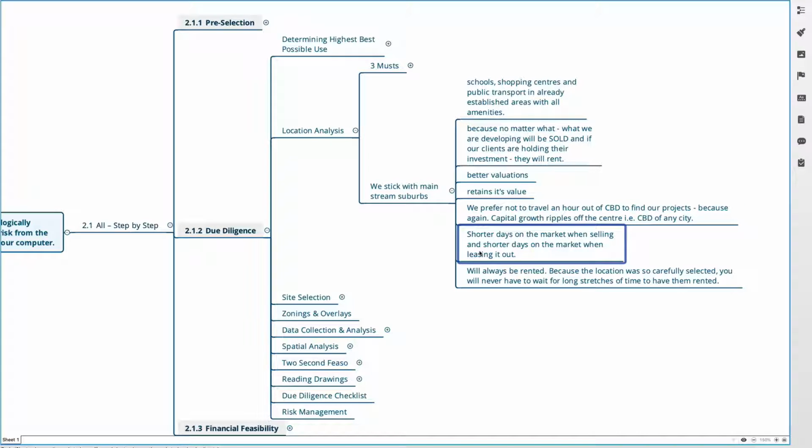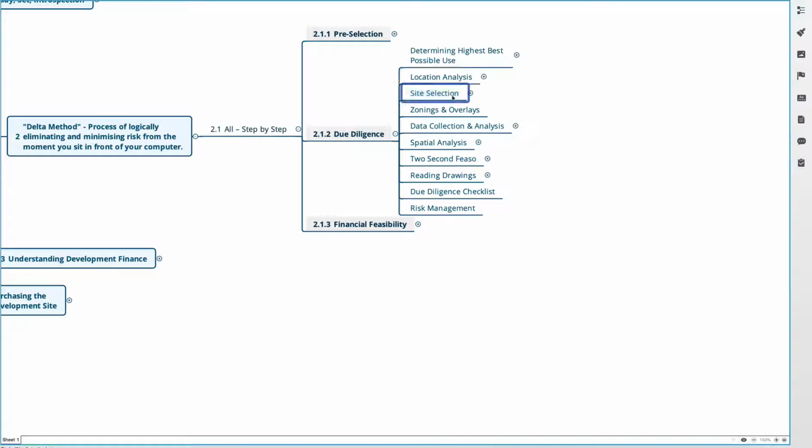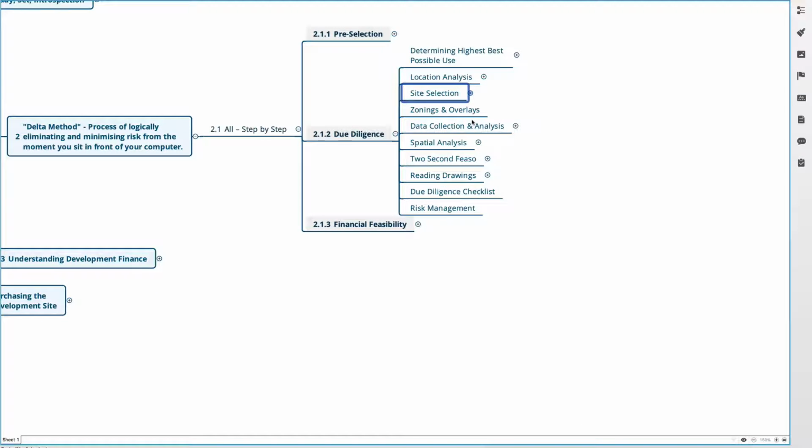Shorter days on the market when selling, all these things will be covered in the course in a lot of detail. Site selection factors you must consider before you commit. They are specific to the site. Different zonings and overlays when it comes to town planning. Every city is different. Every council is different. They have different rules, regulations, and res codes that you need to understand.